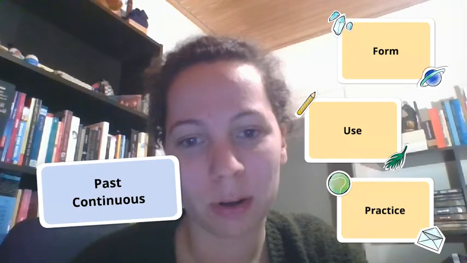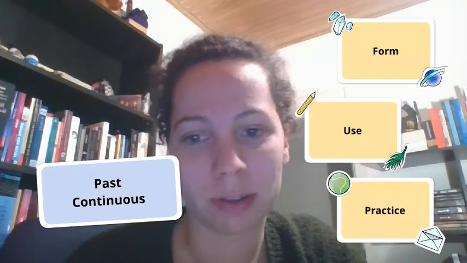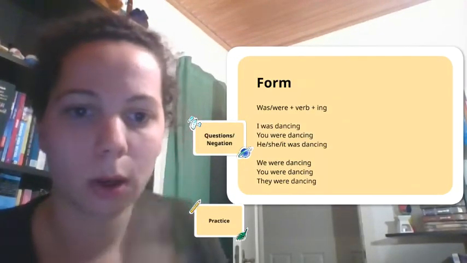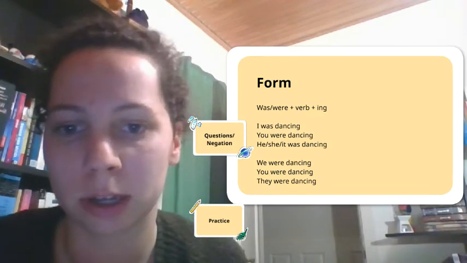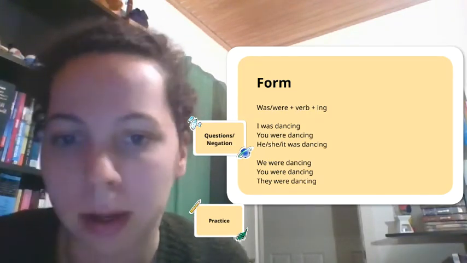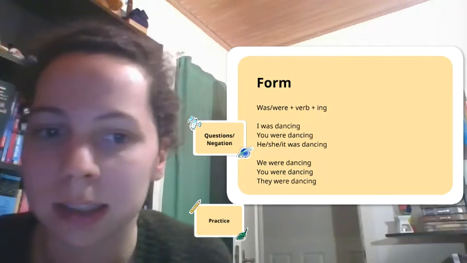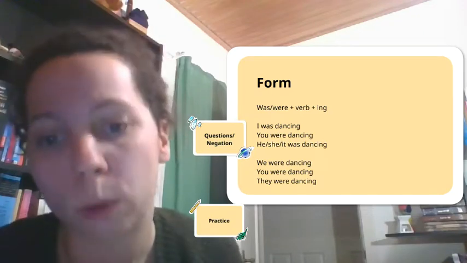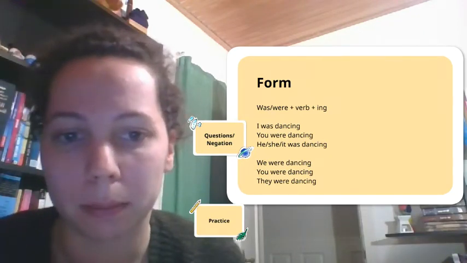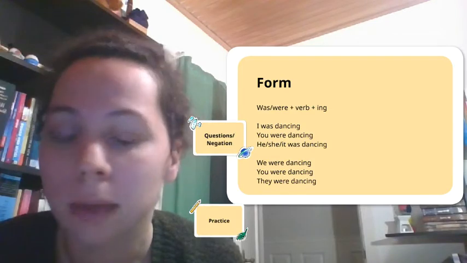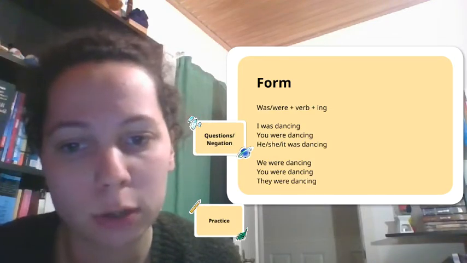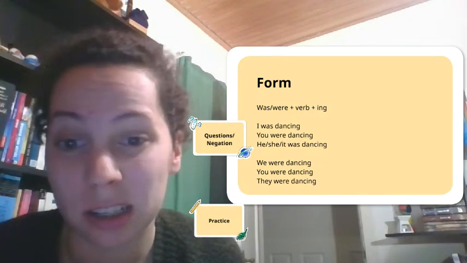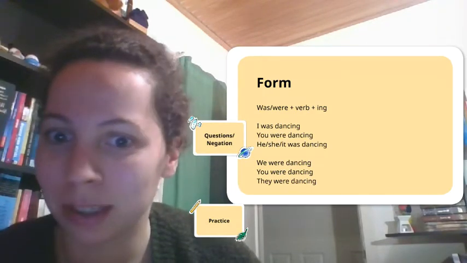So what is a past continuous? What does it look like? Well, it looks like this. It says right there: was and were plus a verb plus ing. So some examples: I was dancing, you were dancing, he, she, it was dancing, and all the plurals, we, you, and they all were dancing. So fairly straightforward. It doesn't matter whether a verb is regular or irregular. It basically always works like this. Quite to the point and simple, right?